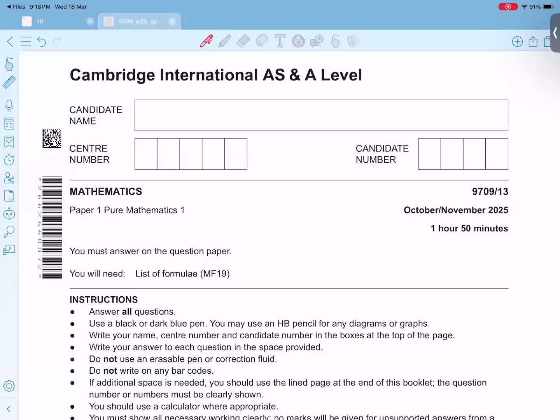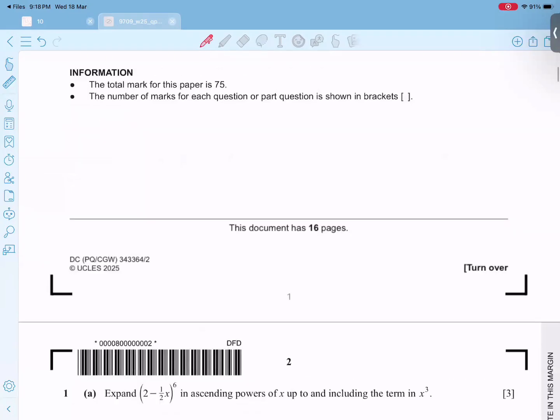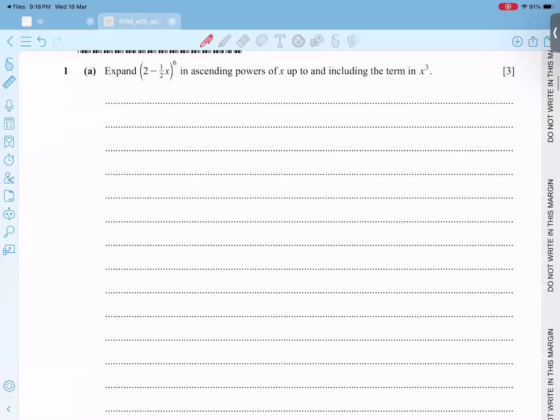Bismillah Rahman Rahim. October 2025, variant 13, complete Pure Mathematics paper. We are going to start. Question number one is what we have.